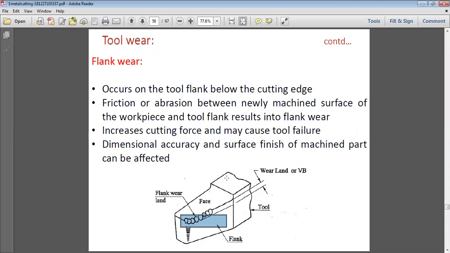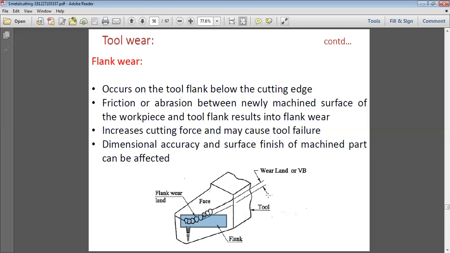Secondly, the dimensional accuracy will also be affected, because the worn flank will be touching the machined surface, and there will not be smooth movement of the tool over the workpiece. So when there is no smooth movement of the tool over the workpiece, it will not take off the required dimensions or shapes that we are supposed to take off during the movement of the tool over the workpiece.